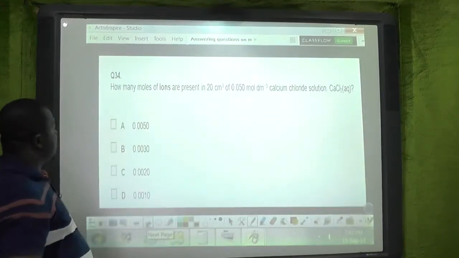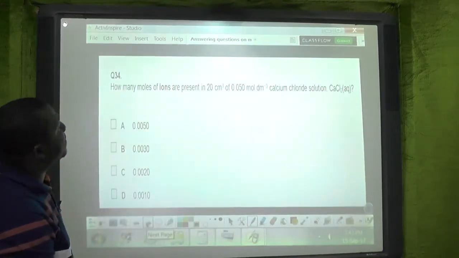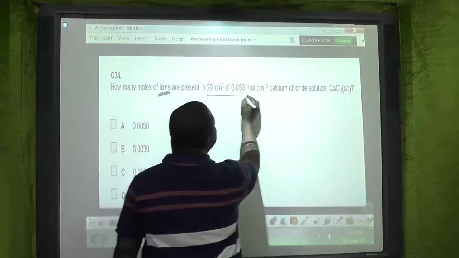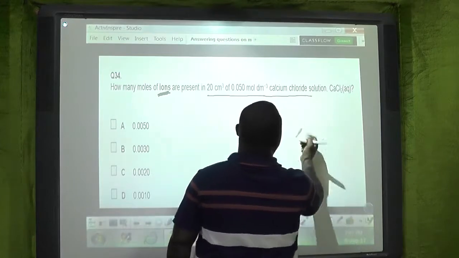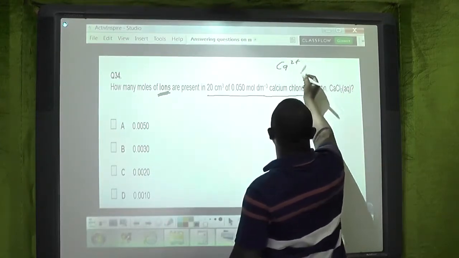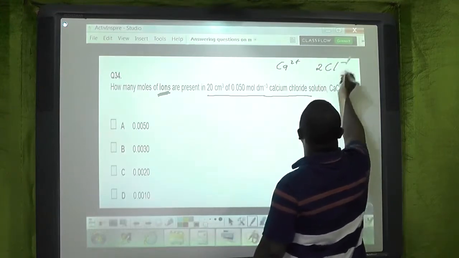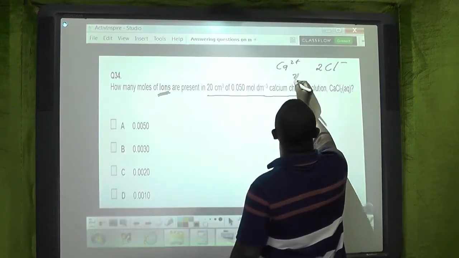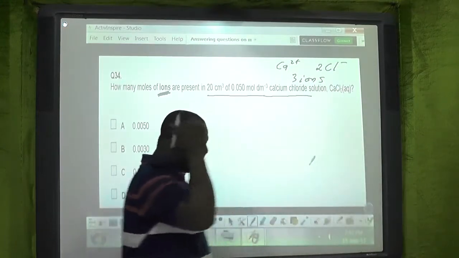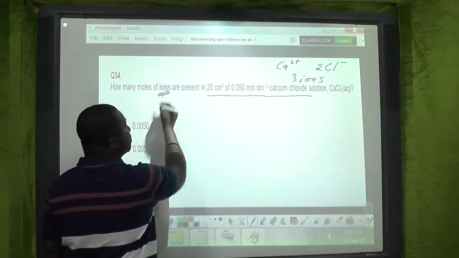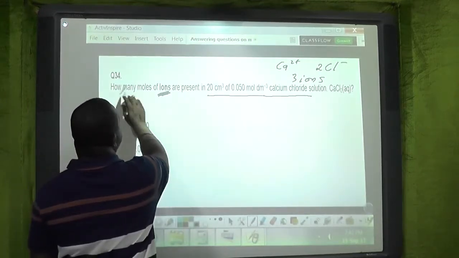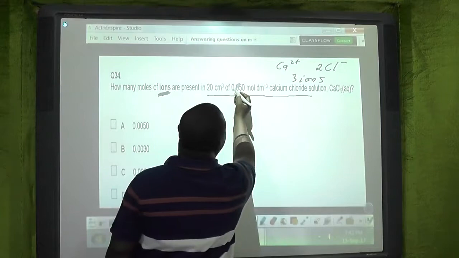Question number 34 now. How many moles of ions are present in this calcium chloride? Don't forget, calcium chloride is 1 calcium ion and 2 Cl minus. It already has how many ions? 3 ions. 1 calcium ion and 2 chloride ions. Put that one here because they are asking about ions. Many students will miss it because of these small things in the equation. How many moles of ions are present in 20 cm cube of this?